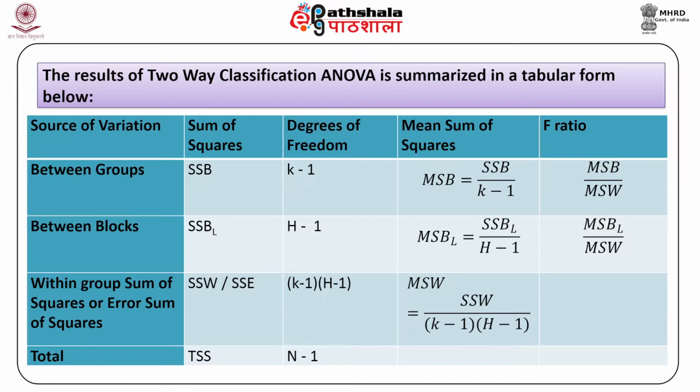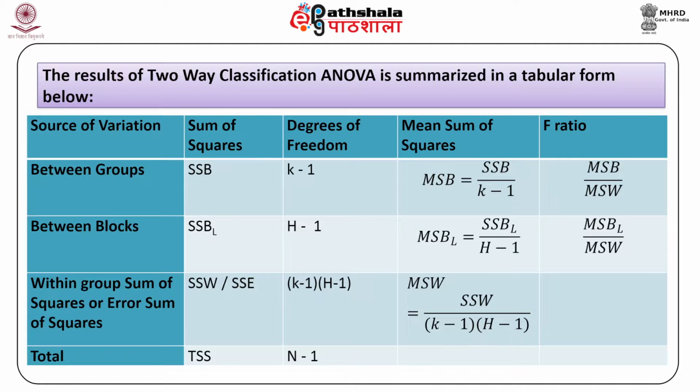The results of the two-way classification ANOVA can also be summarized in a tabular form below. In this table, again we have the sources of variation, the sum of the squares, the degrees of freedom, the mean sum of the squares, which is the sum of the squares divided by degrees of freedom, and in the end we have the F ratio. In the rows, first we have the between groups variation, then the between blocks variation, then the within groups sum of the squares or error sum of the squares, and then the total sum of the squares in the last row.